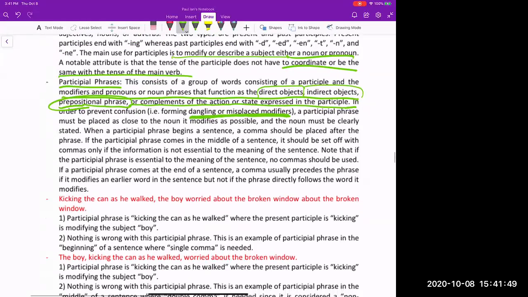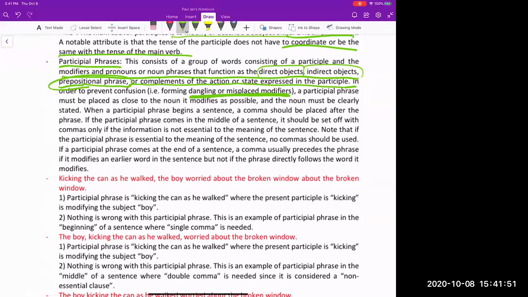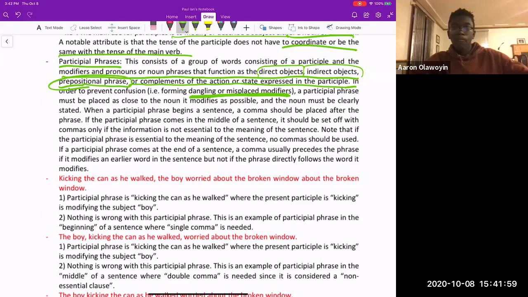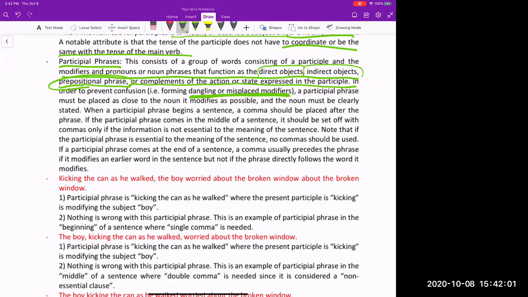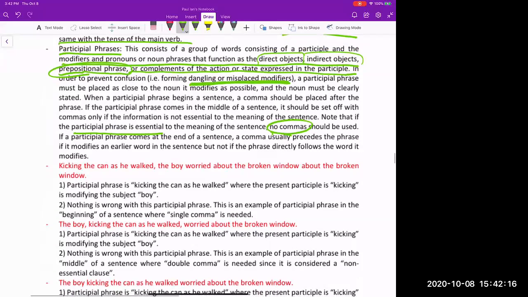And then the other thing is the other video, I think, did you watch the one with the essential and non-essential? Yeah, that one, I'll define it a little bit more. When you have an essential participle phrase, that's just saying that there's no comma. You don't need a comma between the subject it's describing and the participle phrase. There's no comma, and we'll look at some examples of it. And when you have a non-essential one, then you do need a comma.